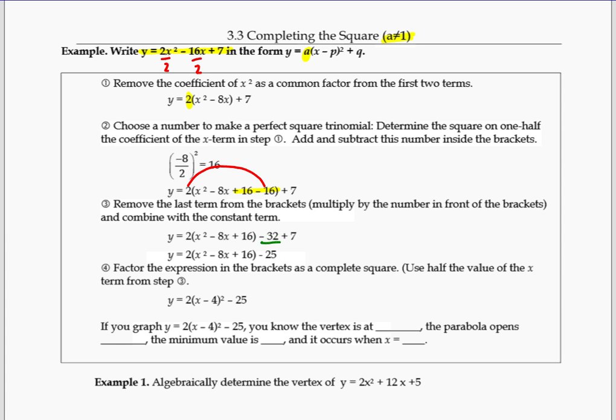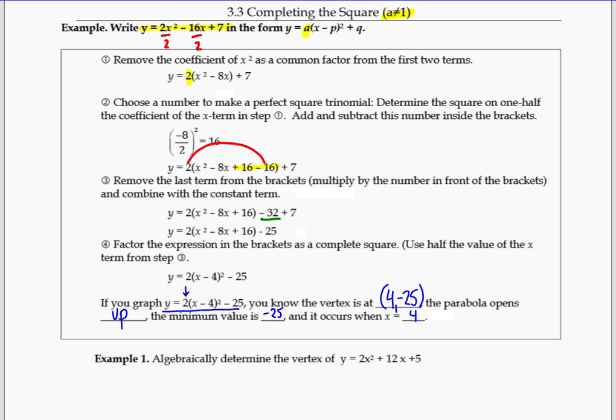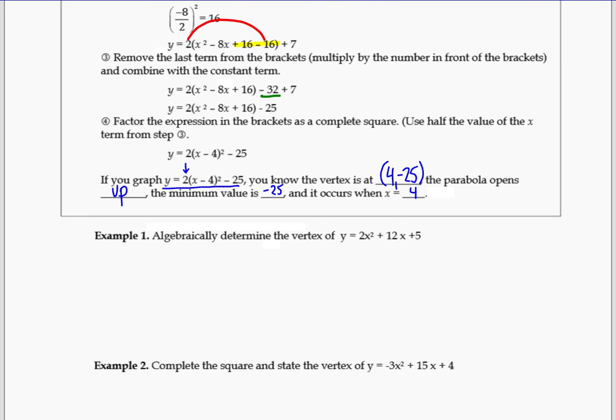So in this equation, what would be the vertex? Looking at the final answer, 4, negative 25. The a value is positive, so the parabola opens up, meaning it's going to have a minimum value of negative 25 and an axis of symmetry of x equals 4. Okay, so let's try that extra step.